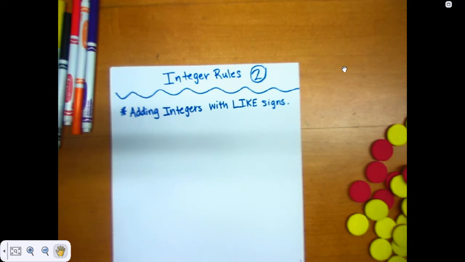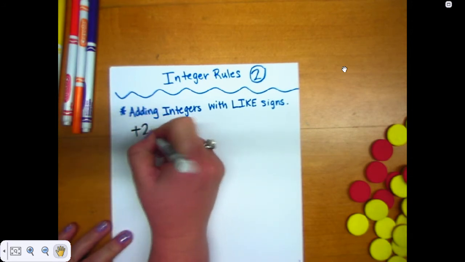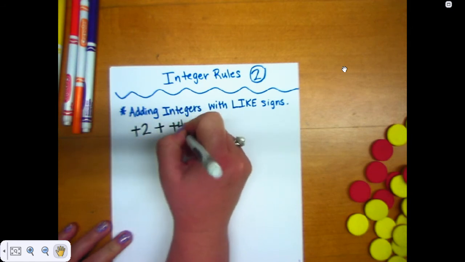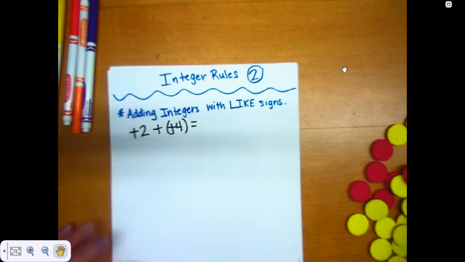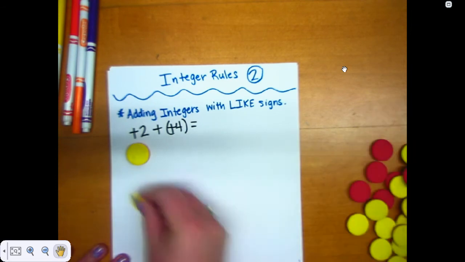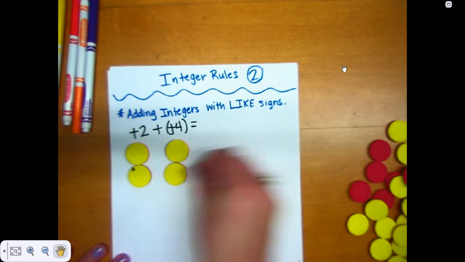So let's talk about things we did earlier this week. Let's say we had positive 2 plus positive 4. And I made sure all week that we thought about what it is actually saying. It's saying positive 2 and then you're adding positive 4. So when we modeled that, we would have done something like this. Positive 2 plus positive 4.